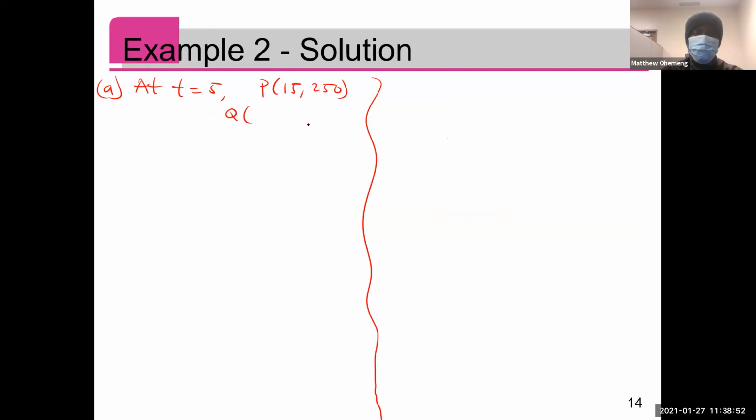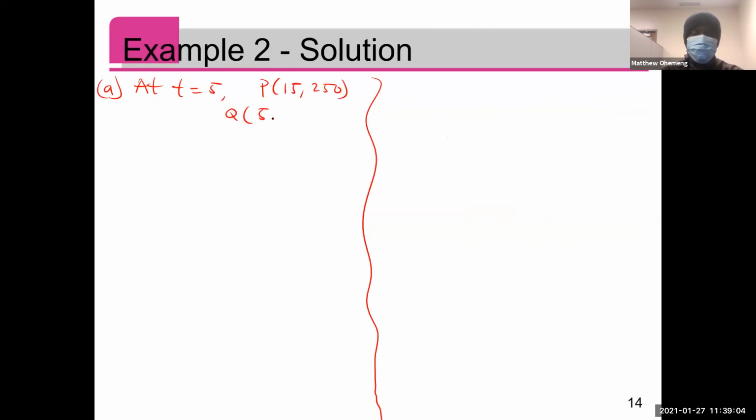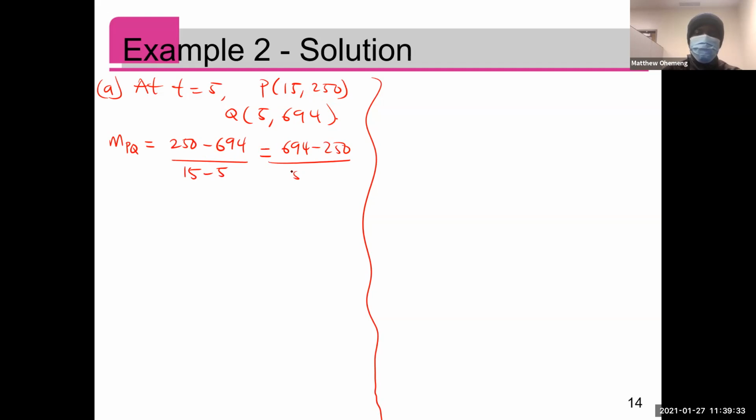And then Q is what? When the T is 5, just locate the value. Yeah, the Q will be 5, 694. Now we have 2 points, so we can compute the slope of the secant line as follows. Let's call it MPQ, so that it's consistent with what we did earlier. That'll be the rise over run. You can either do 250 minus 694 over 15 minus 5, since I started from the top, or you can do 694 minus 250 over 5 minus 15.